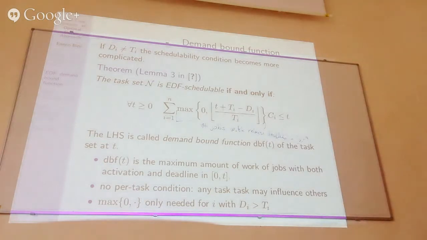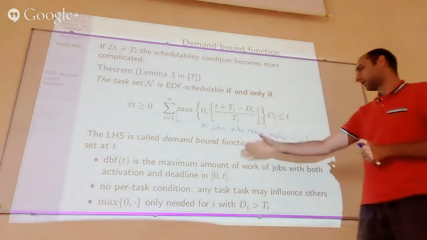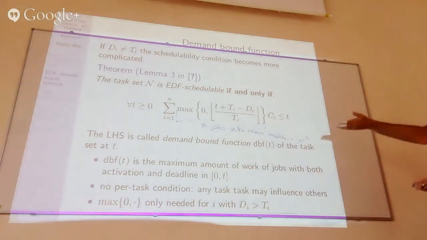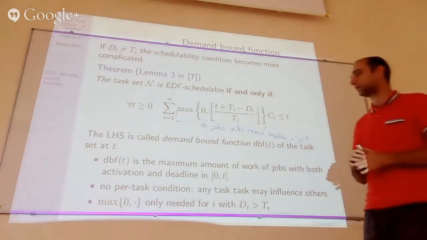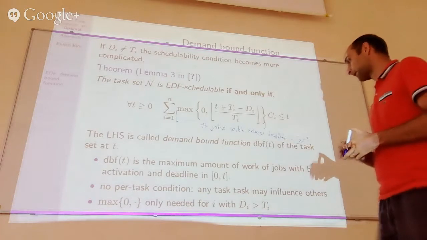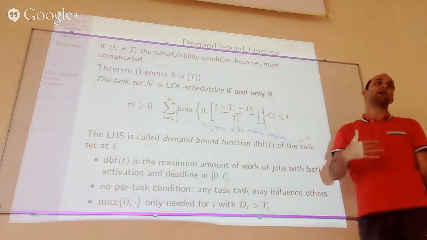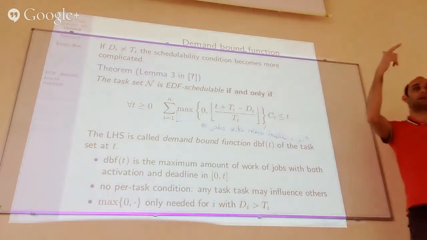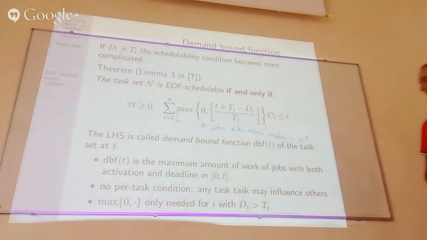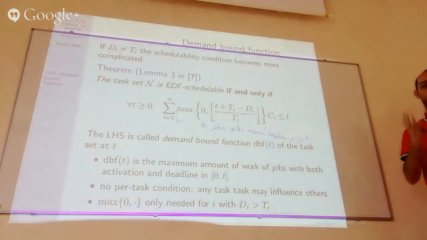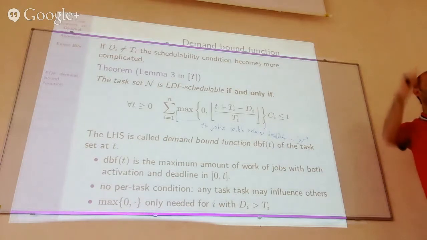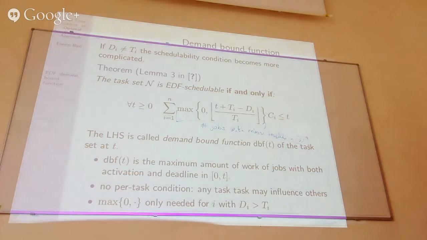The notation typically is dbf of t. It's the maximum amount of work of jobs with both activation, where here we use the word activation, and deadline in 0t. The condition now is not per task, while in fixed priority the condition is per task. There you have to check task 1, task 2, task 3. Here the condition is all together. Why? Because any task may influence any other task, depending on its deadline. That's why you cannot split schedulability on a task-by-task basis.